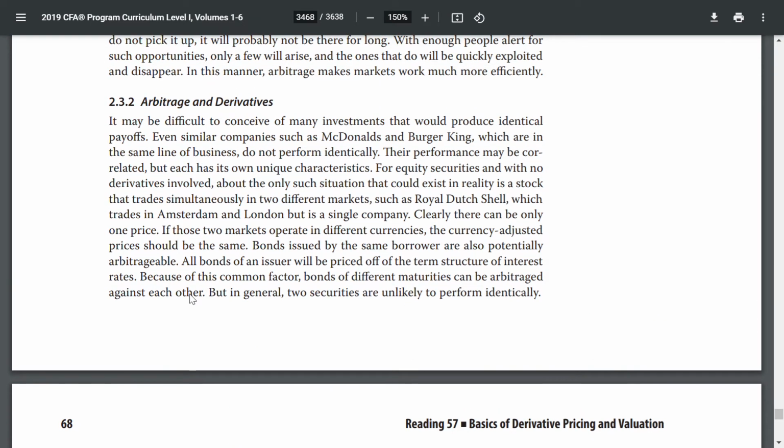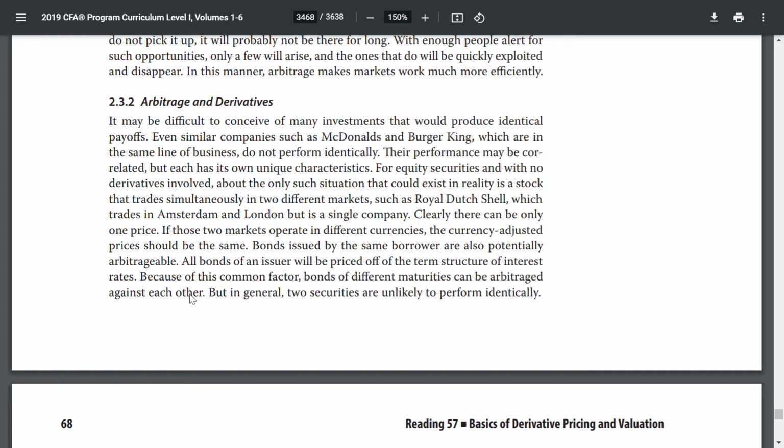Arbitrage and derivatives. It may be difficult to conceive of many investments that would produce identical payoffs. Even similar companies such as McDonald's and Burger King, which are in the same line of business, do not perform identically. Their performance may be correlated, but each has its own unique characteristics. This is true for equity securities in which no derivative is involved.